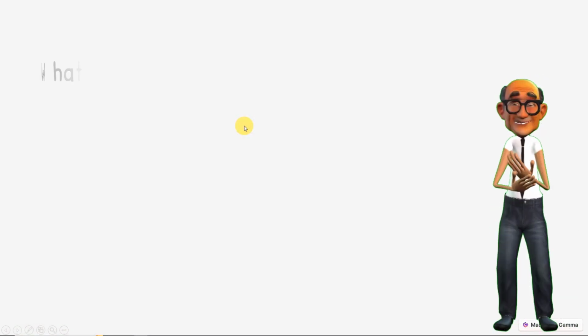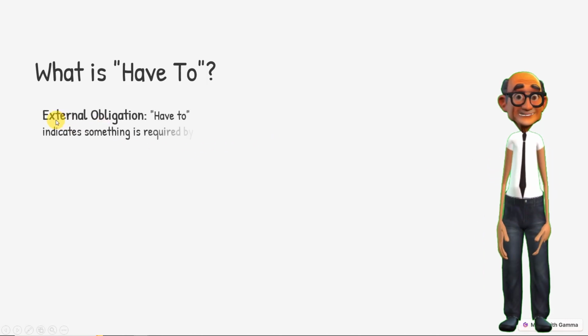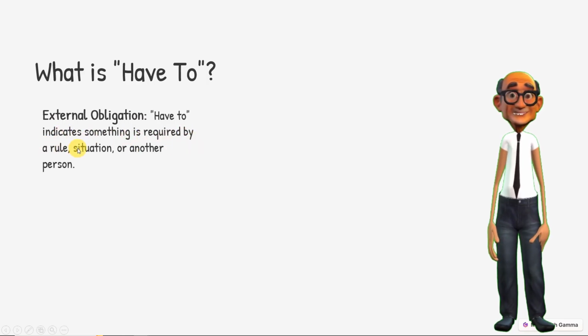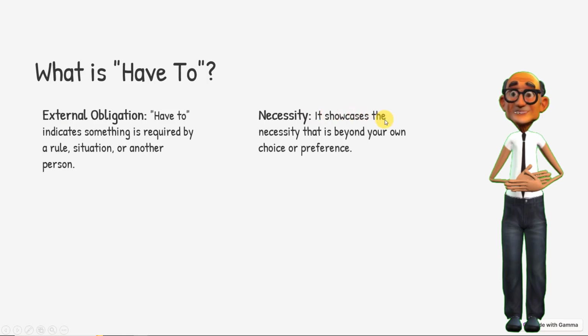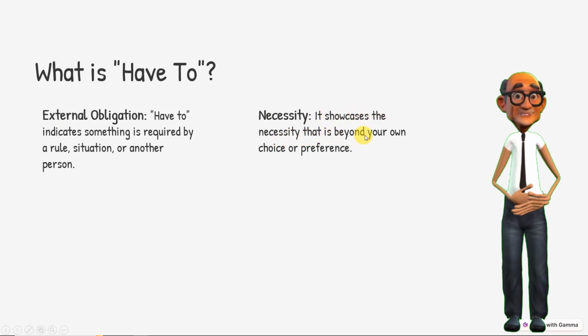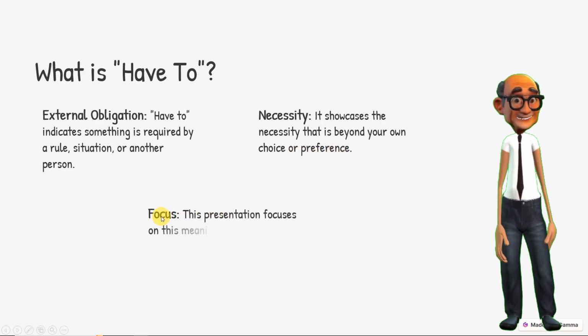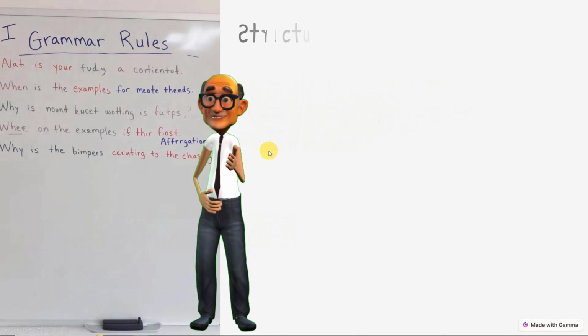Okay, let's have a look at what is have to. Firstly, it's an external obligation, have to. It indicates something is required by a rule, a situation, or another person. The necessity: it showcases the necessity that is beyond your own choice or preference. And the focus: this presentation or lesson focuses on the meaning of have to, right? What does it exactly mean and how to use it correctly? Okay, let's continue with the lesson.